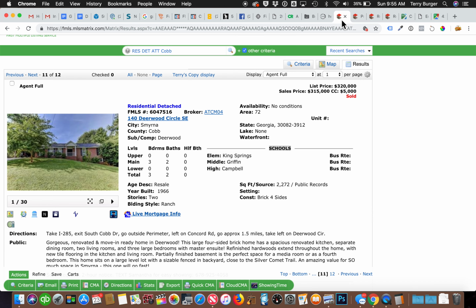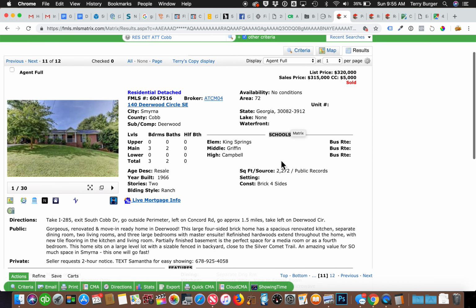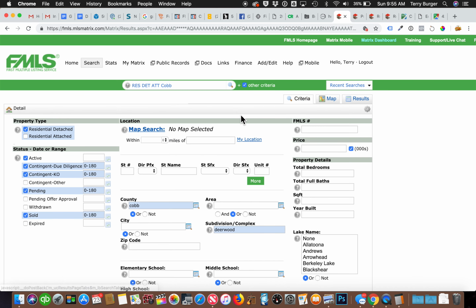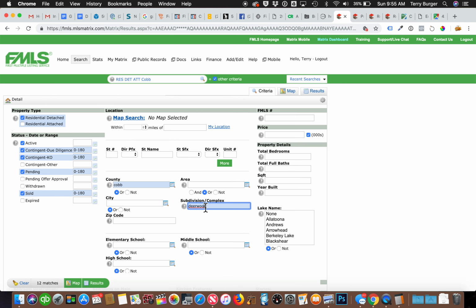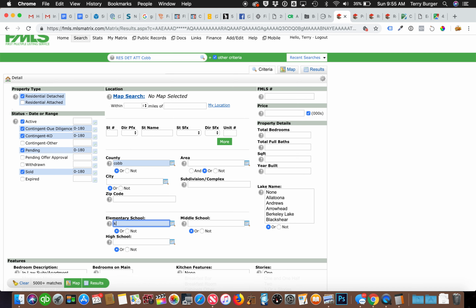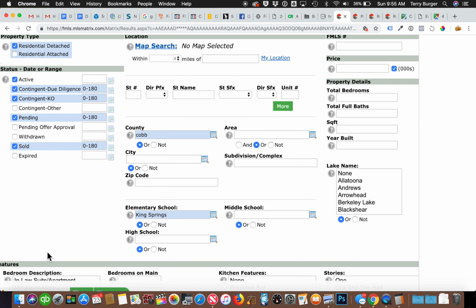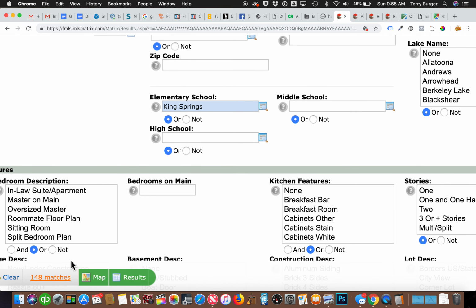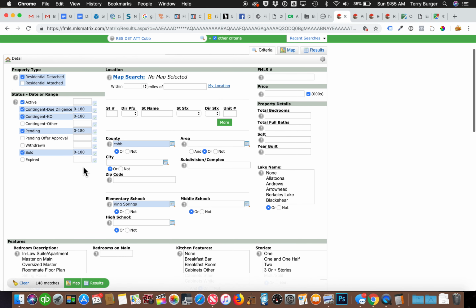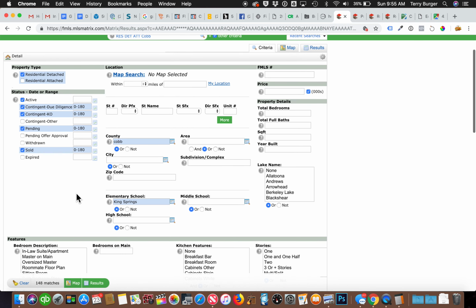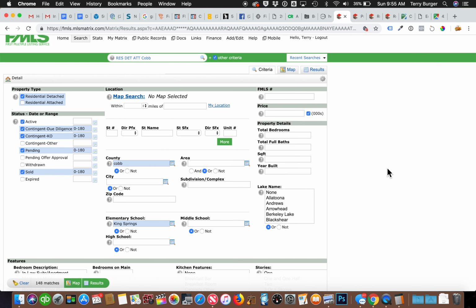Now, one thing that we haven't really hit is, what are other micro markets to consider? Well, we talked about King Springs Elementary, didn't we? We could take this a different direction. Let's go back to our criteria, delete Deerwood, and put in our elementary school by itself, King Springs. All right, now we have 148 matches that have popped up in the lower left-hand side of the screen. 148 matches. That's too many matches.